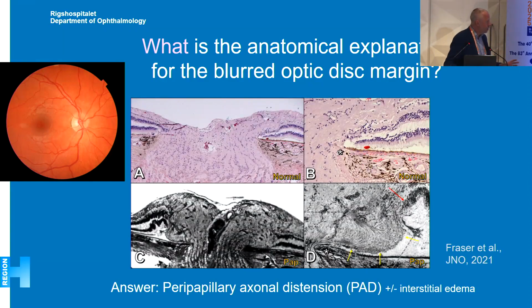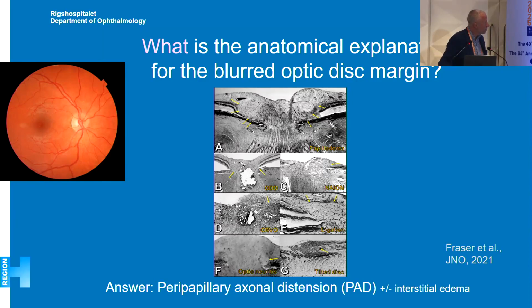The answer is called peripapillary axonal distension. It can be abbreviated PAD, and there can be some interstitial edema. So this has been described from many years ago, that surrounding the optic disc there's this axonal distension in case of optic disc edema. And it's present in all sorts of optic disc edema, also in pseudoedema, like in optic disc drusen.